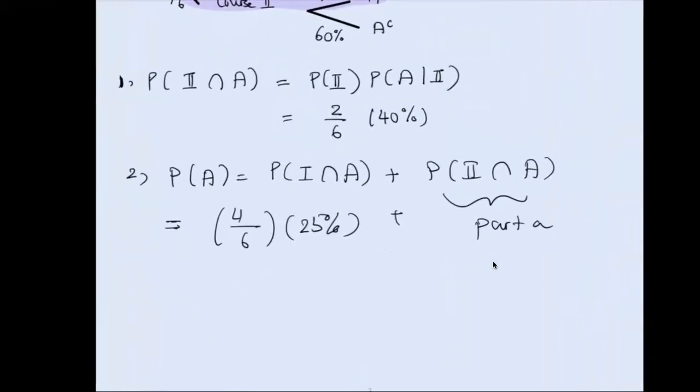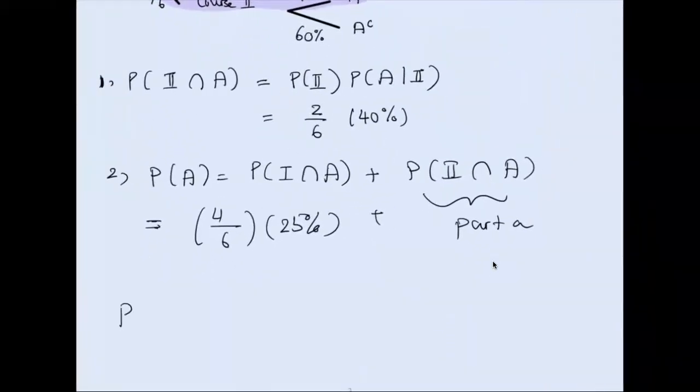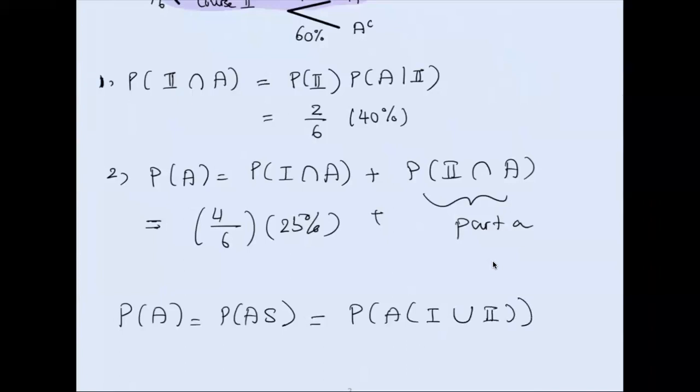Probability of A, okay, let me see. So a student says that the probability of A is the probability of A intersect with the sample space. Yes, this makes sense. And then he writes the sample space as taking course 1 or taking course 2. Okay, this also makes sense.